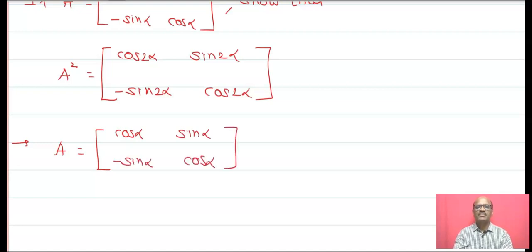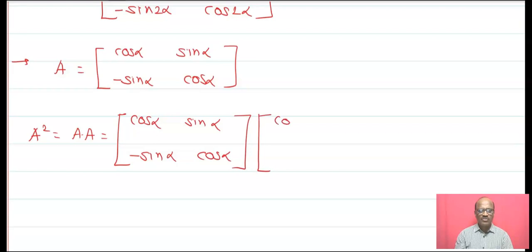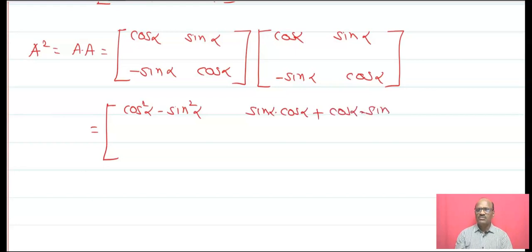Now see this, very simple multiplication is there because we have performed too much multiplication. Now next exercise is very easy, that is 4.7, but before that in this exercise we have covered too much multiplication of the matrices. That is cos alpha sin alpha minus sin alpha cos alpha, times cos alpha sin alpha minus sin alpha cos alpha. First row, first column, that is cos square alpha minus sin square alpha. Sin alpha into cos alpha plus cos alpha into sin alpha. Next is minus sin alpha cos alpha minus sin alpha into cos alpha, and last is cos square alpha minus sin square alpha.